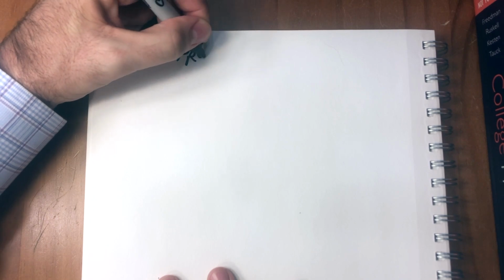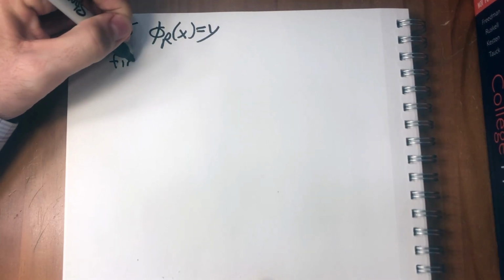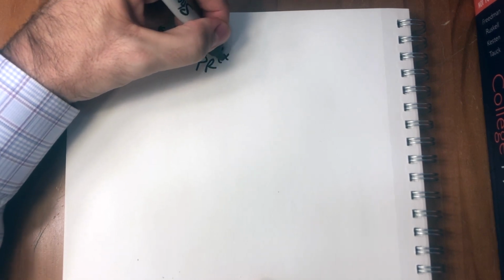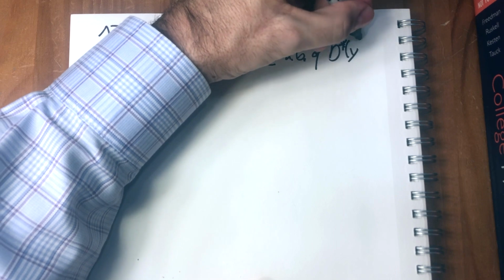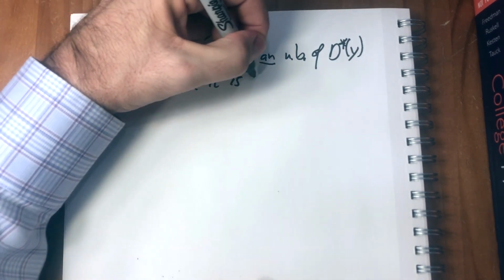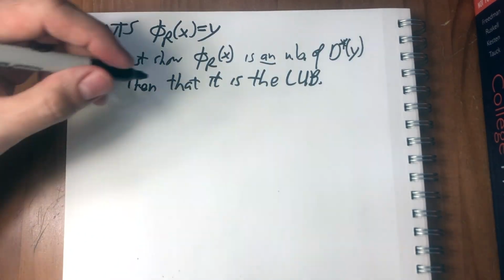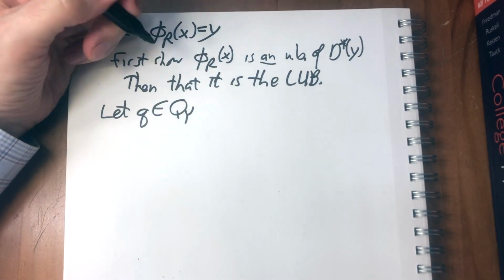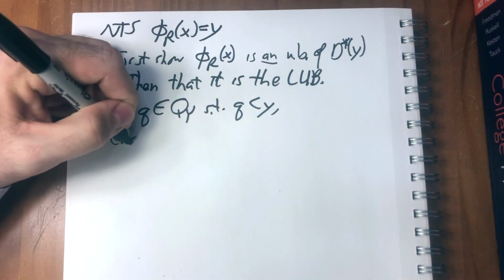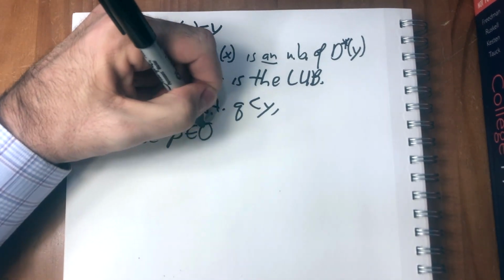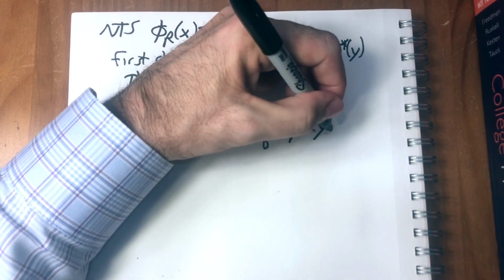So we need to show that phi r of x equals y. First we'll show that phi r of x is an upper bound of d star y, then that it is the least upper bound. So let q be an element in the rationals in y such that q is less than y. Then choose a rational p such that q is less than p is less than y.